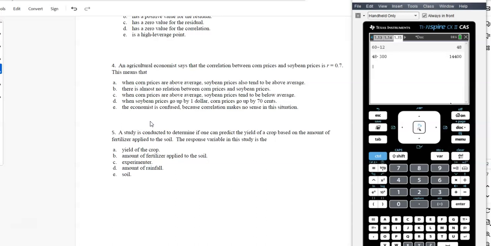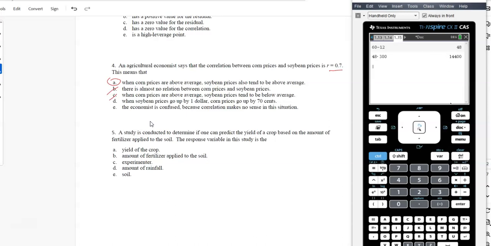So positive and moderately strong. As one is increasing, the other one is increasing, or vice versa. When corn prices are above average, soybean prices also tend to be above average. That seems to be true. There's almost no relation. Now that would be an R value of 0. When corn prices are above average prices, no, that's a negative correlation.